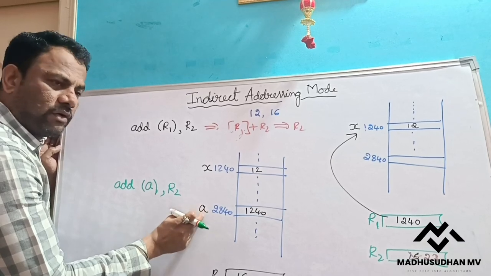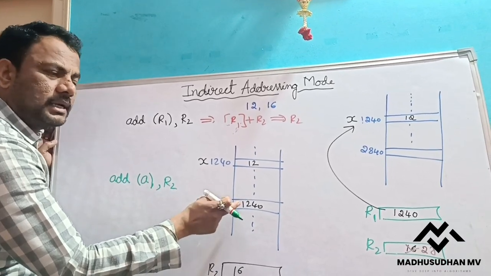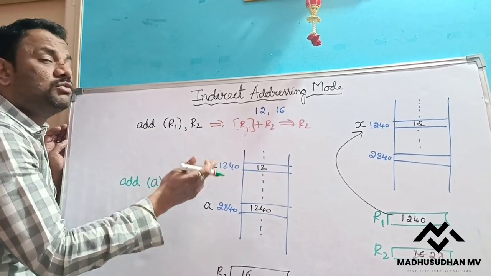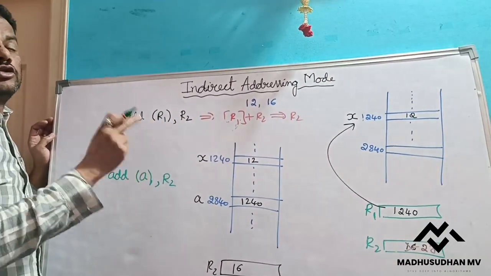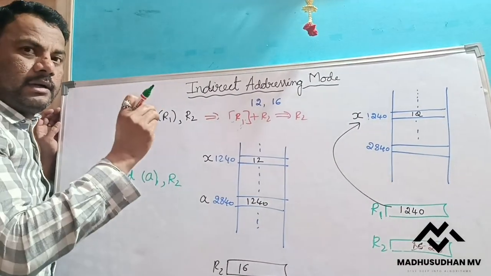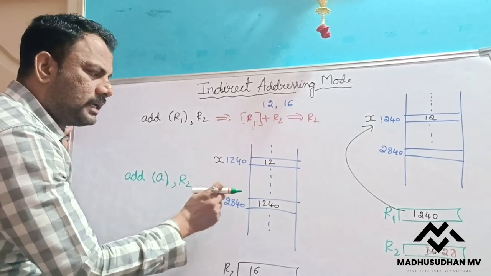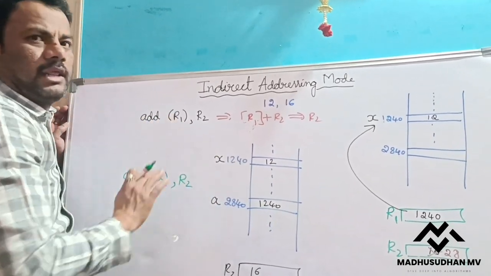So now that means this is one memory location. This is one variable. This variable contains the address of another variable. What is this definition? Exactly. So this is nothing but the pointer. So what is the definition of pointer? A pointer is a variable which contains the address of another variable.